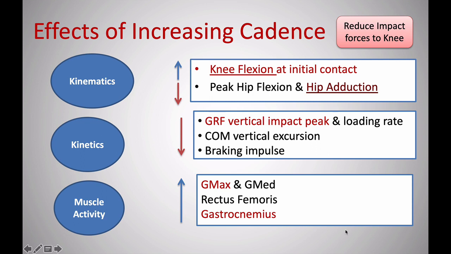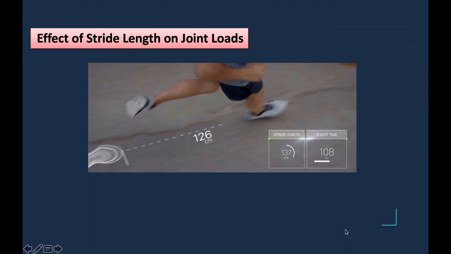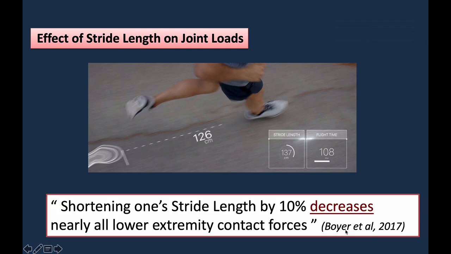One of the key ways in which cadence works is by reducing the stride length. So when you shorten your stride length, by increasing cadence, it reduces your load to pretty much all joints. Foot strike is not so important as reducing stride length. So shortening one stride by 10% decreases nearly all lower extremity contact forces, and that has the potential to decrease overuse injuries linked with joint loads. So that's something really important to be aware of.